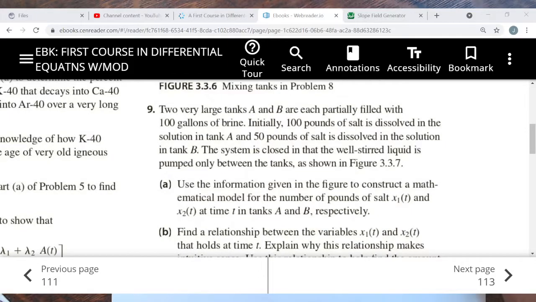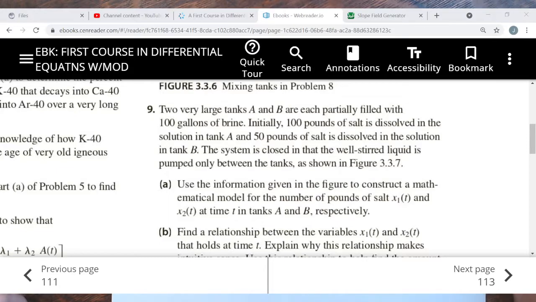Now it does say they're very large tanks, so let's assume that they both can hold much more than 100 gallons. But to start with, they have 100 gallons of brine. Initially, 100 pounds of salt is dissolved in tank A, and 50 pounds of salt is dissolved in tank B. The system is closed in that the well-stirred liquid is pumped only between the 2 tanks.